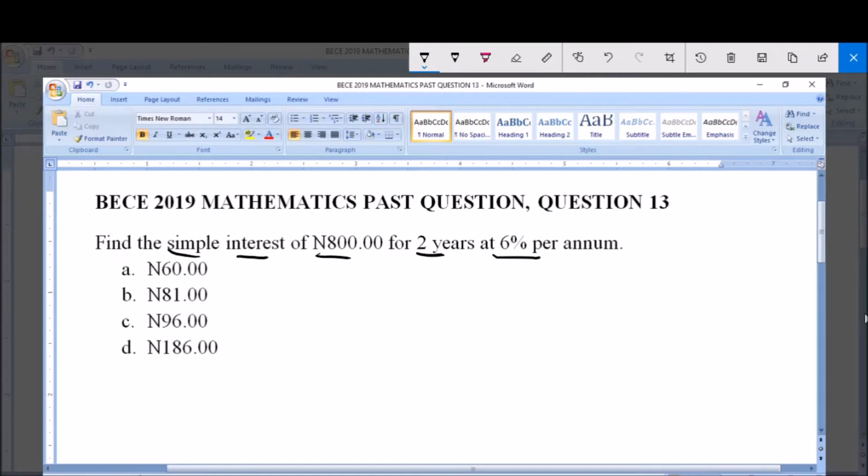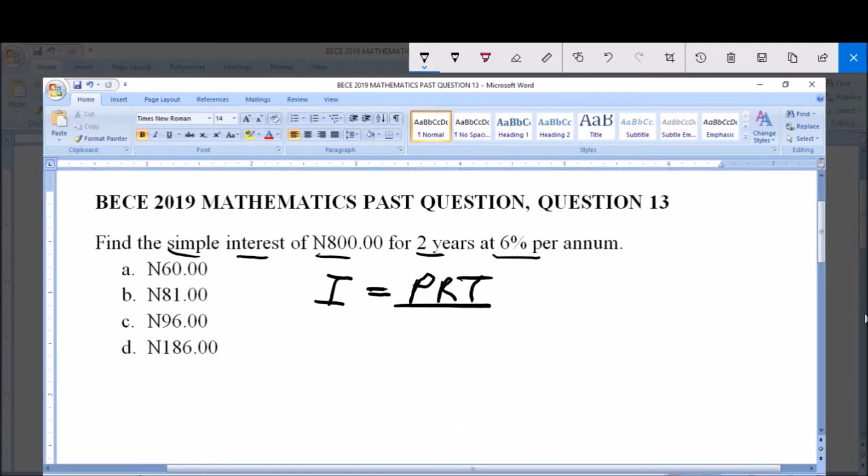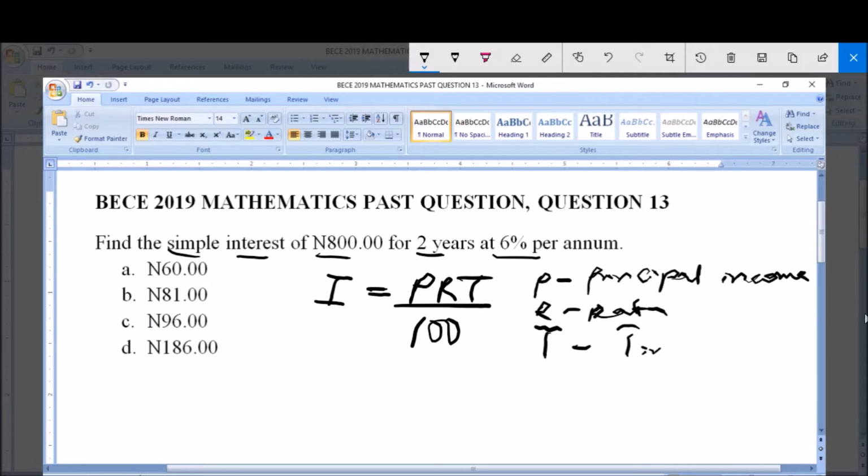And like we know, simple interest is represented as I, and it is given as I is equal to PRT all over 100, where P is the principal, R represents the rate, T represents the time, and I is the simple interest which we are looking for.